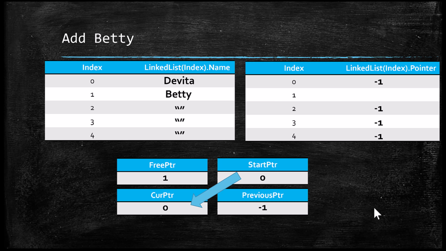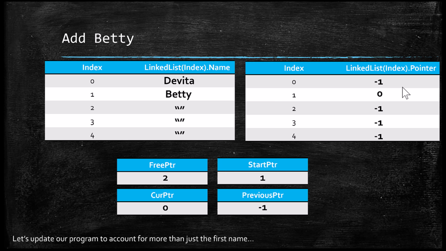So my current pointer is 0. I'm comparing Betty to Davida. Betty is less than Davida. And when that's the case, I need to take the start pointer and put that right there into Betty's pointer, because after we run Betty, it needs to point to Davida. Davida is still pointing at -1, and that is fine. What I need to do, though, is update that start pointer, because it's no longer going to start with Davida, it's going to start from Betty. So I'm going to take that free pointer, copy it over to the start pointer, and then all I need to do is update my free pointer to index 2.